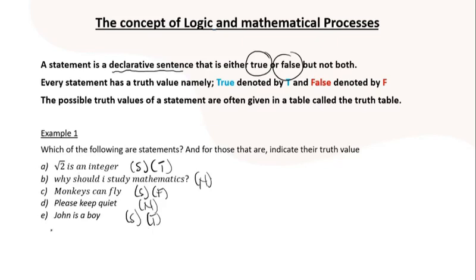So far, out of the 5 examples that we have, we saw that root 2 is an integer is a statement, and it is a true statement. We also saw that monkeys can fly is a statement, but a false statement. We also see that John is a boy is a statement, and it is a true statement. We notice that why should I study mathematics, which is a question, is not a statement because we cannot say the answer to this question is either true or false. We also saw that keep quiet is not a statement. So let's continue.